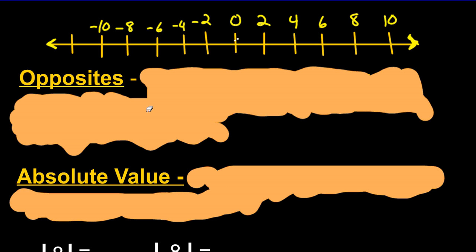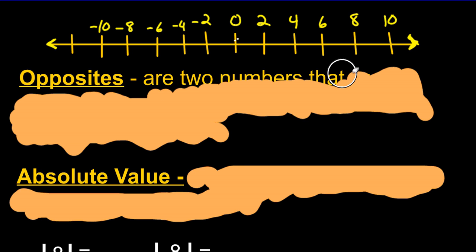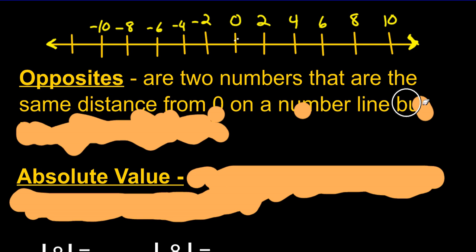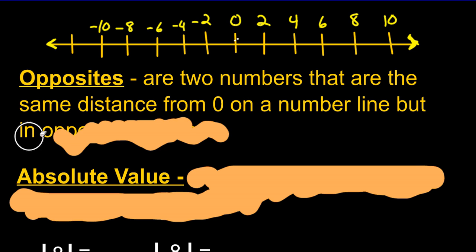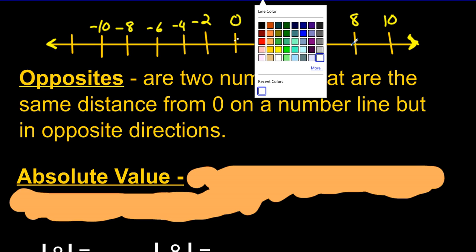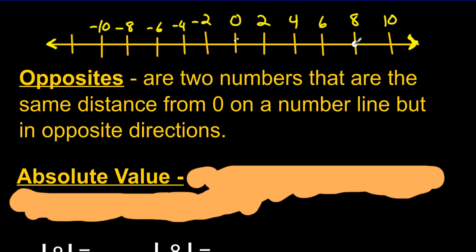Now, we need to understand what the opposite of a number is. Numbers are opposites when they are the same distance from 0 on the number line. So if we look up and we have an example here, the number 8, if I graph the number 8, we can see that it's actually a distance of 8 units from 0. This would be 8.